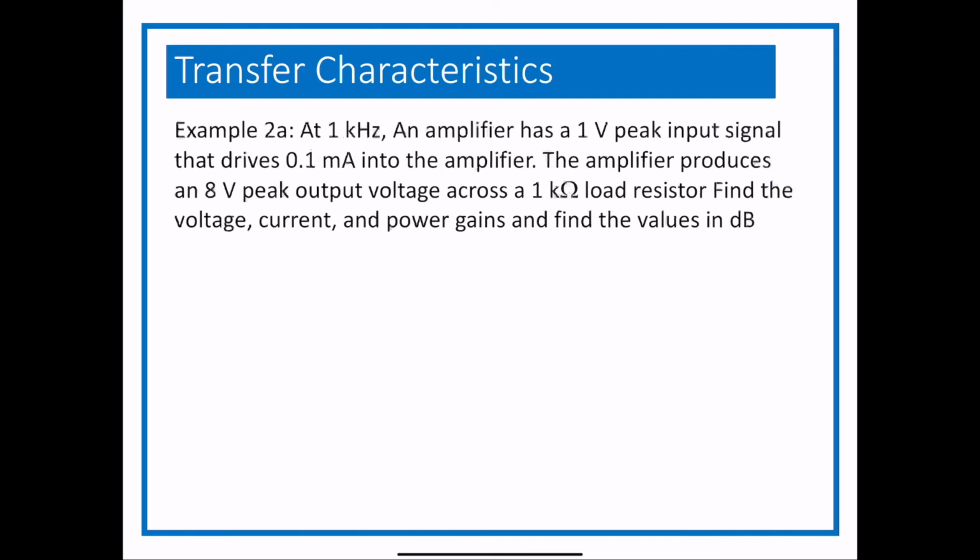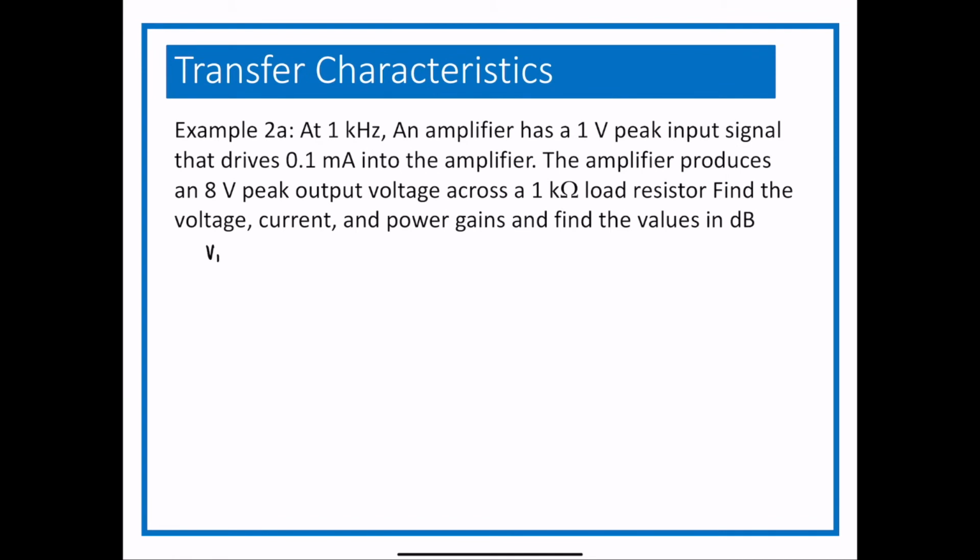We have an amplifier at 1 kilohertz that has a 1 volt peak input signal, and it drives a 0.1 milliamp into the amplifier. Then we get 8 volts out across a 1 kilo ohm load, and we want to find the voltage, current, and power gains, and then to find those values in dB.